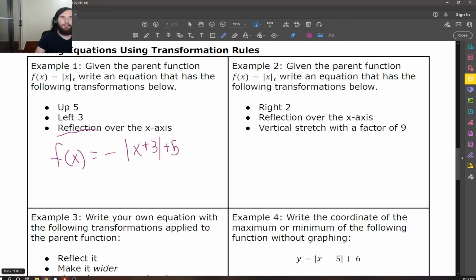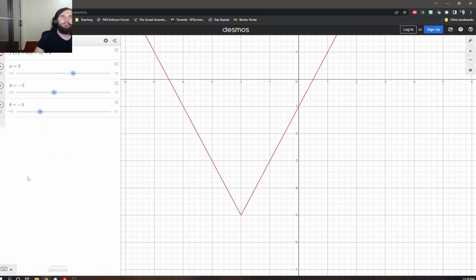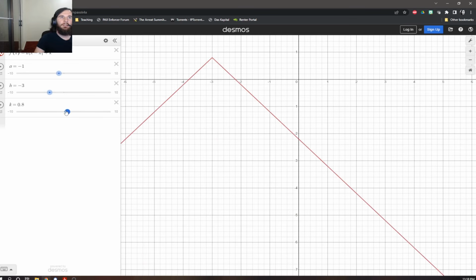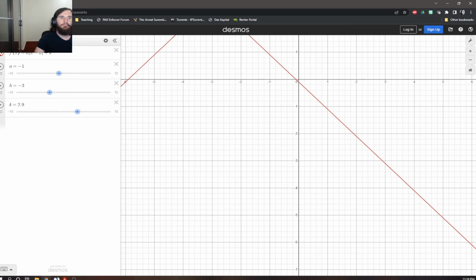And if you want, we can go double check that. Should be negative absolute value of x plus 3 plus 5. So this should be negative 1. And this should be plus 3. And this should be plus 5, right? Yep, plus 5.